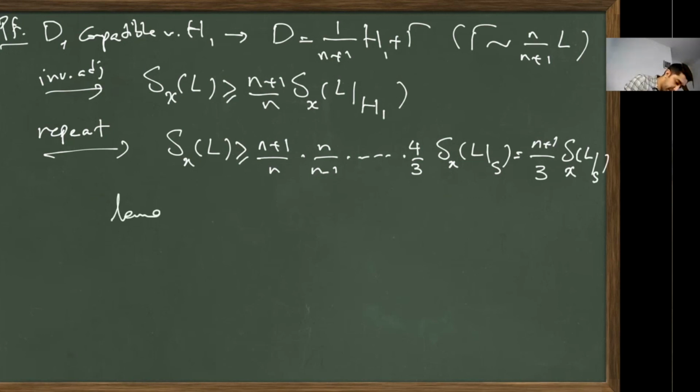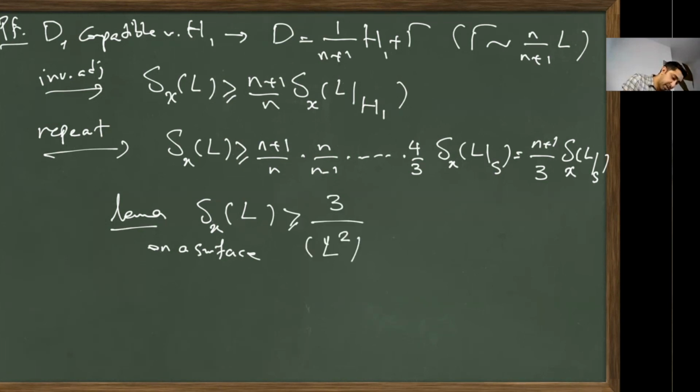Now we have a new lemma that says delta X of L, so this is on a surface. Now go down to dimension 2. Everything in this lemma is there. It's going to be at most 3 times L squared times epsilon of L. Proof of this is calculus.